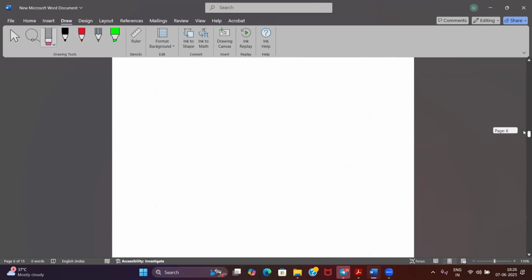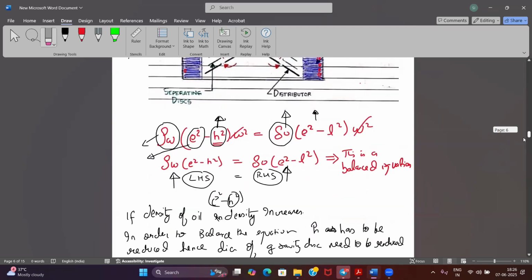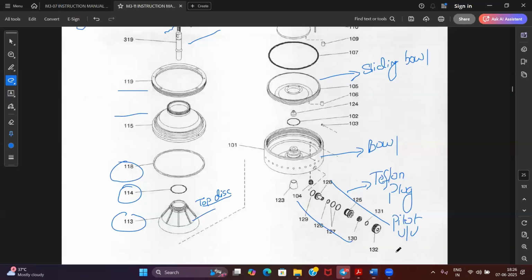Sir, is the hole in the disk big enough that HFO passes through this hole? Yes, you can put your finger inside. That much is always there. It is big enough. Disk holes, sir? Yes. You are talking about these holes, right?